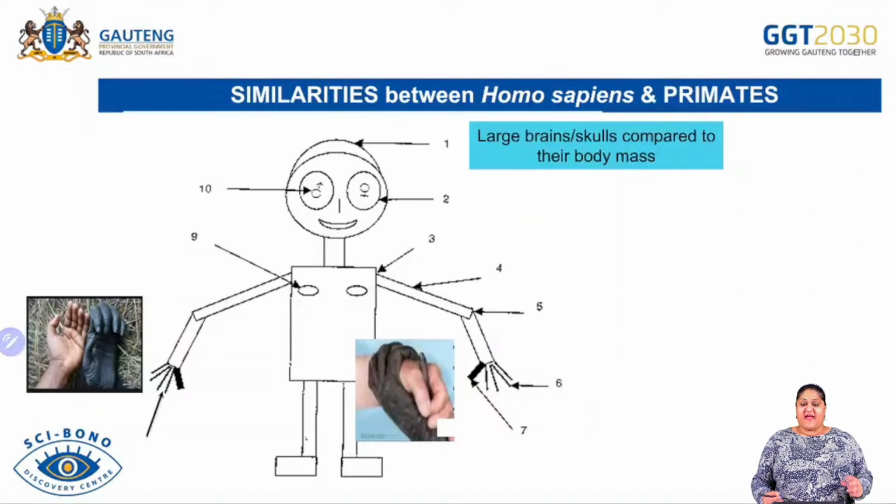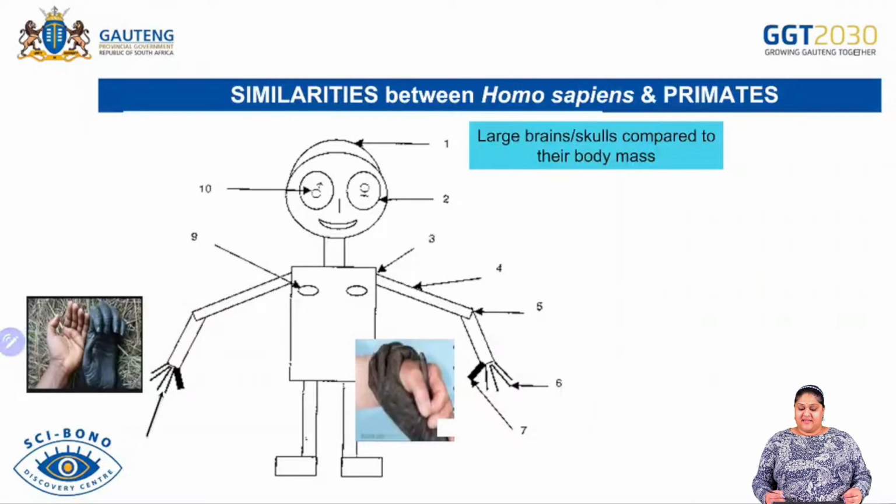Number 1, they have large brains or skulls compared to their body mass. What do we mean by that? Okay, let me give you an example. Let's look at an elephant. An elephant is a really big animal. And we are the size that we are. But if you take our brain out of our skull and take out the elephant's brain, the elephant's brain is going to be much larger than our brain.